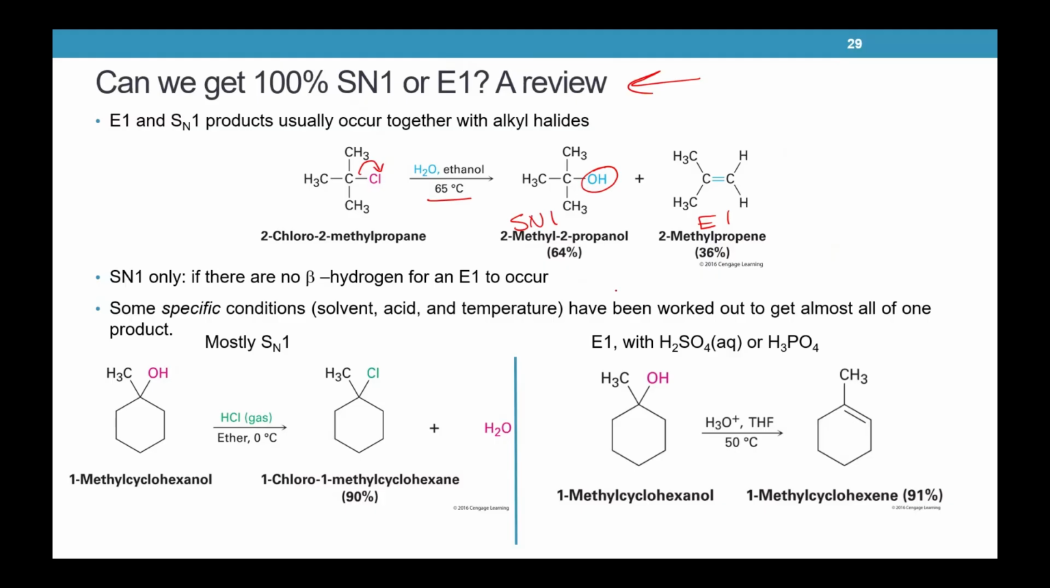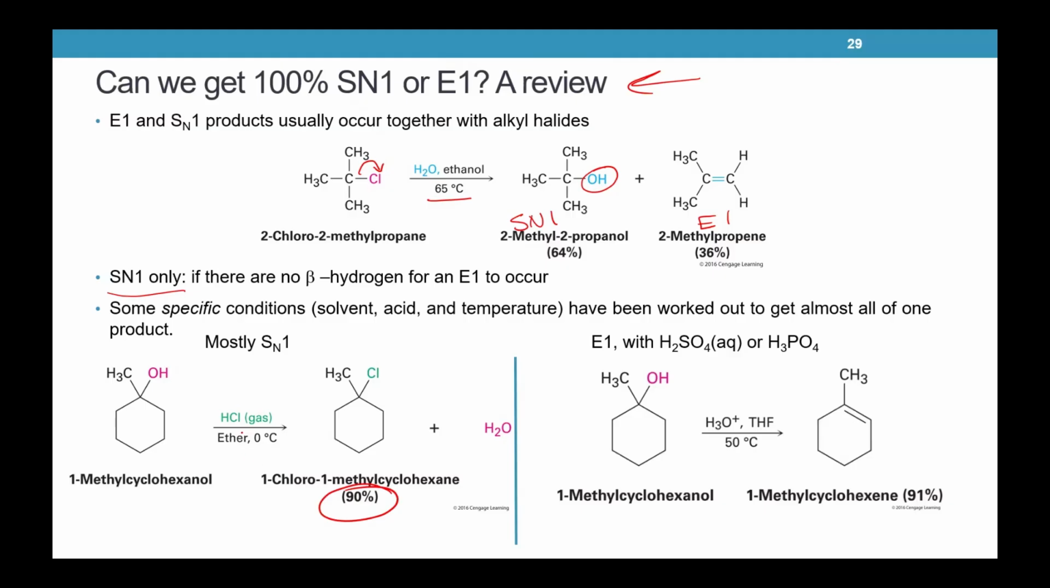Obviously, there's more SN1 product. You can get SN1 only if there is no beta hydrogen, so if there's no hydrogen that can be deprotonated, like to make ethylene or something like that. Well, maybe not ethylene. To make a double bond, if there are no hydrogens available, you just can't have it. And then there are some very specific conditions that have been worked out to increase the yield of one.